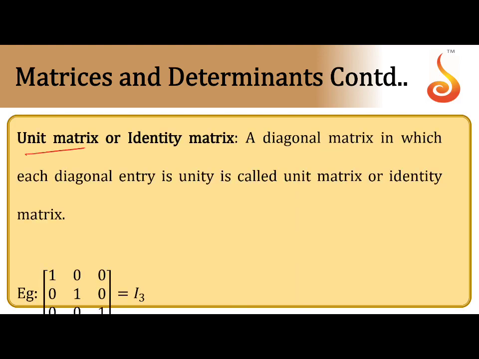Next, unit matrix or identity matrix. A diagonal matrix in which each diagonal entry is unity, meaning 1, is called a unit matrix or an identity matrix. It is denoted by I.